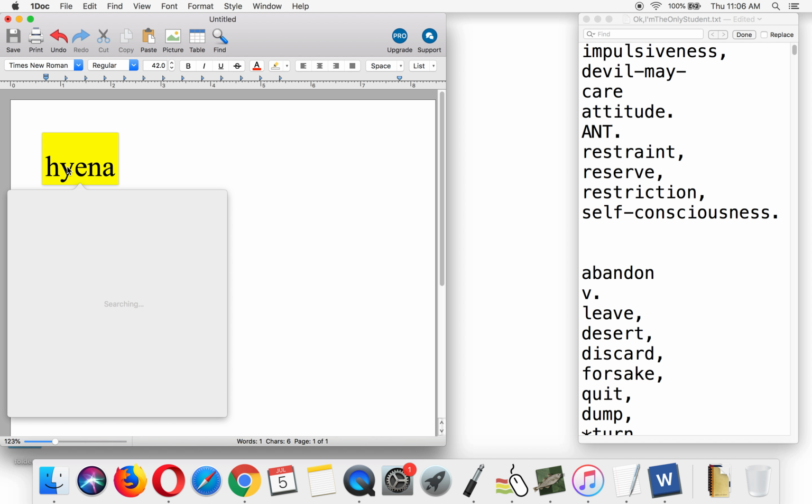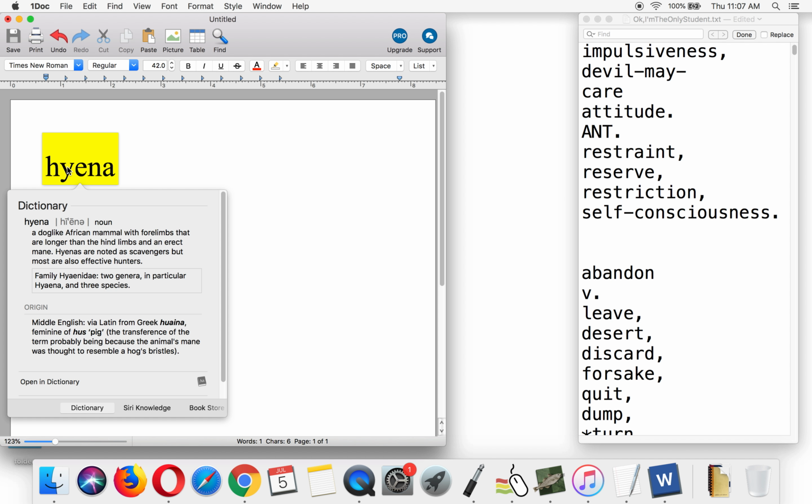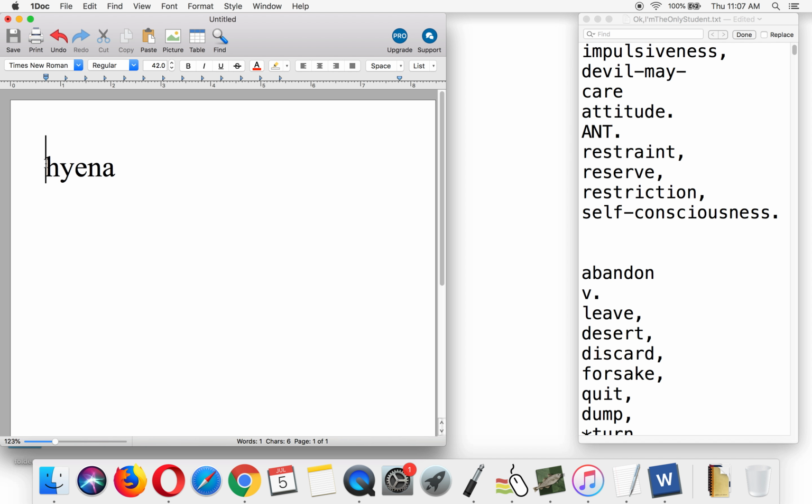That's what that is. Hyena: a dog-like African mammal with forelimbs that are longer than the hind limbs and an erect mane. Hyenas are noted as scavengers, but most are also effective hunters. Okay, so we got to write this in a sentence.